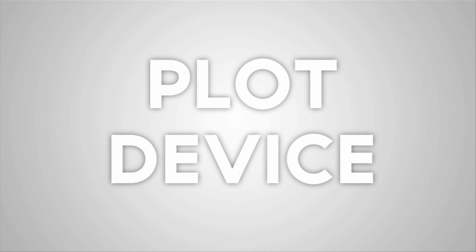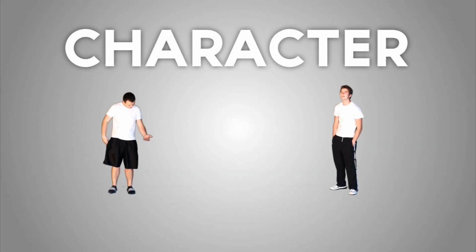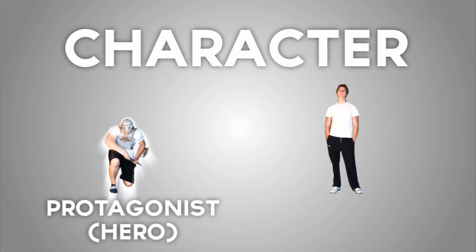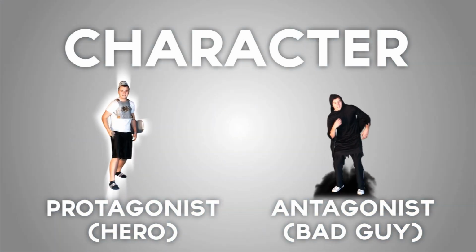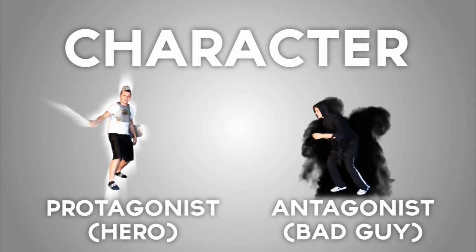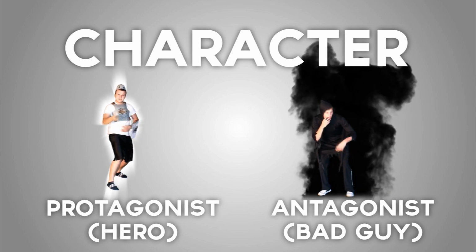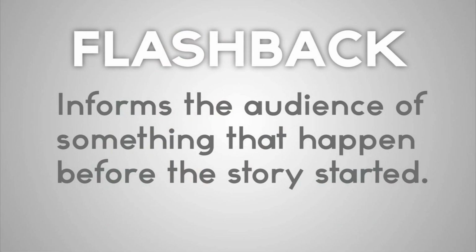There are many types of plot devices. Characters are people in a story. The protagonist is the good guy and hero. The antagonist is the bad guy that opposes the protagonist. Conflict is the opposing forces in a story. A flashback informs the audience of something that happened before the story even began.